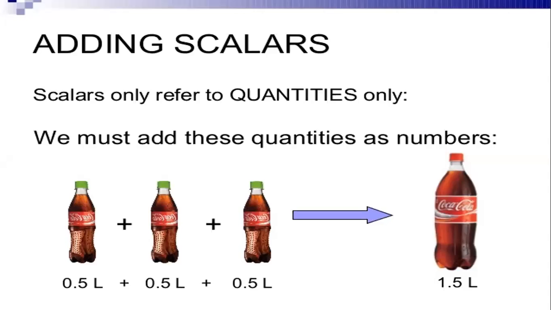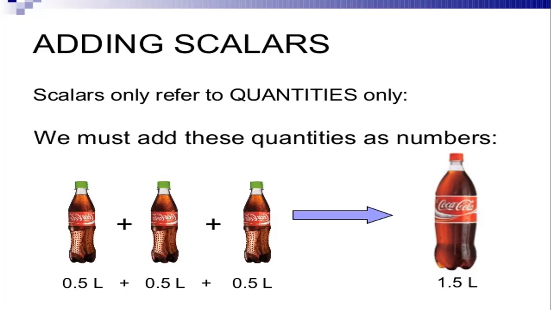Now we're going to another subtopic: adding scalar quantities. Because scalar quantities only refer to quantities that have size only, we must add these quantities as numbers. So example here, we have 0.5 liters. And do you know which quantity do we measure by using liters? Can you tell me? All right, so if you said volume, that's very good.